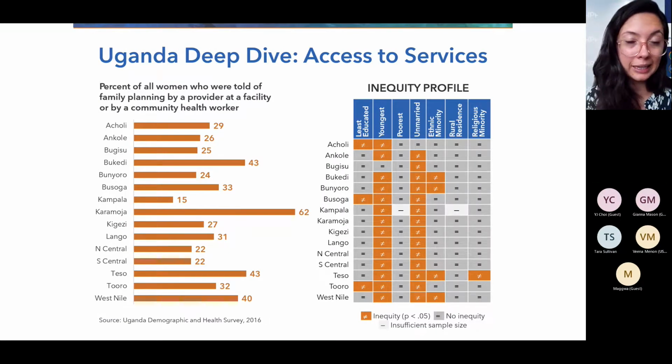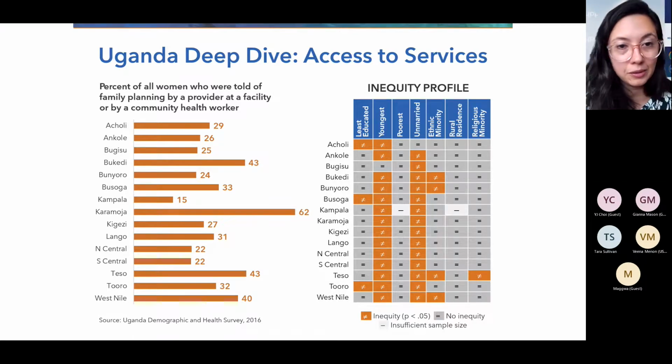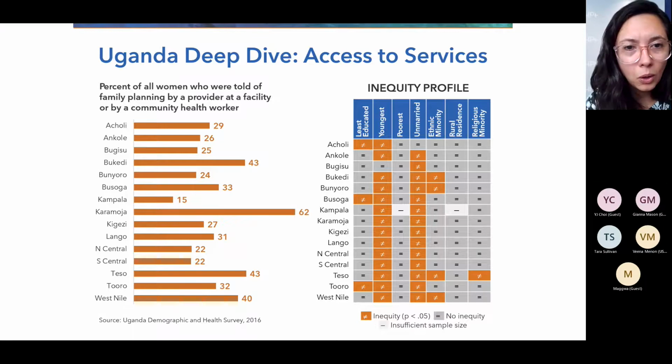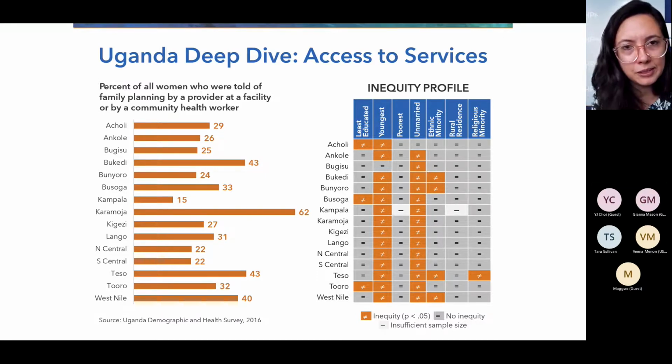So Uganda, let's take a look at access to services. That's one of those family planning component measures. On the left-hand side, you see the data straight from the DHS in terms of the percent of all women who were told of family planning by a provider at a facility or by a community health worker. So what does this show us? It shows that in the vast majority of cases, individuals are not being told of family planning by a provider at either the facility or the community level. So overall, low levels, right? And that is further aggravated by the inequity profile that you see on the right.